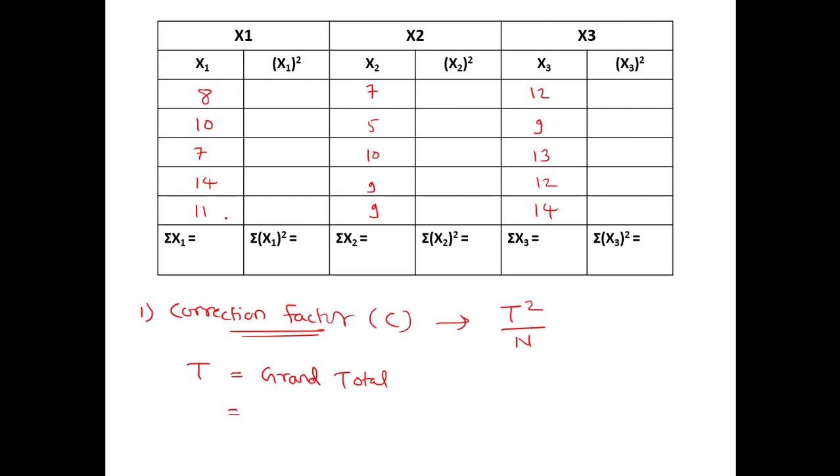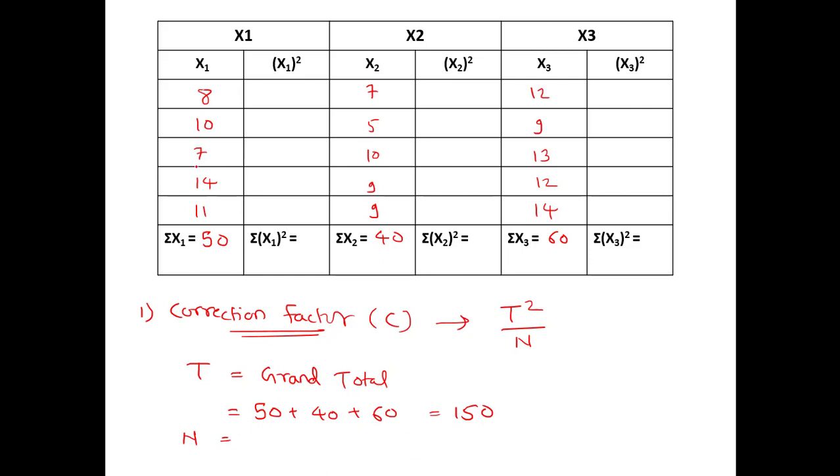How can we find out this grand total? Grand total means the addition of all these things. So 8 plus 4, 10 plus 7 plus 14 plus 11. This is equal to 50. Then 7 plus 5 plus 10 plus 9 plus 9. This is equal to 40. Then 12 plus 9 plus 13 plus 12 plus 14. This is equal to 60. So here the grand total is 50 plus 40 plus 60, which is equal to 150.